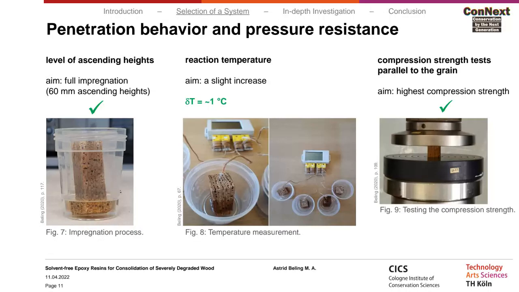The left figure shows how the impregnation behavior was tested. One cross-section of the 6 centimeter long degraded test specimen was put in freshly mixed epoxy resin, and the selected epoxy resin achieved complete impregnation. The heat developed upon curing is about 1 degree Celsius above room temperature, so pretty low. And finally, the selected epoxy resin showed the highest increase in compressive strength parallel to the grain of the three epoxy resins considered for the final test.